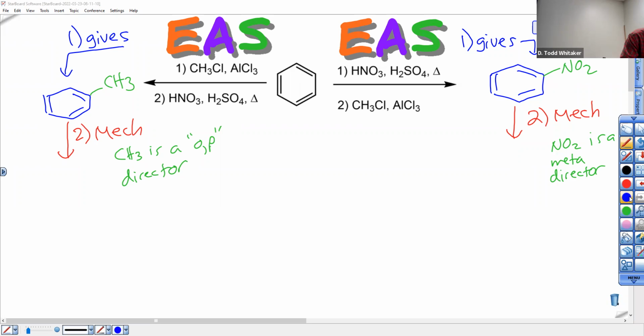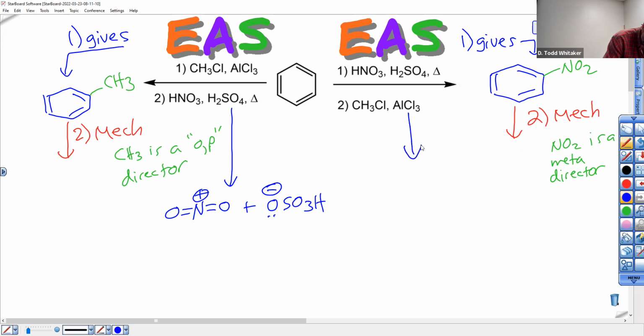You can't do this on a test, but I want to skip the generation of the electrophile. You've got to show me that. We did that on a video earlier today. I just don't want to repeat it. We generated the electrophile, and this one generates the electrophile here.